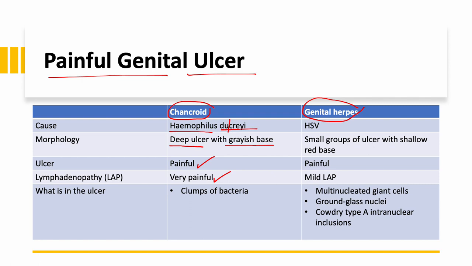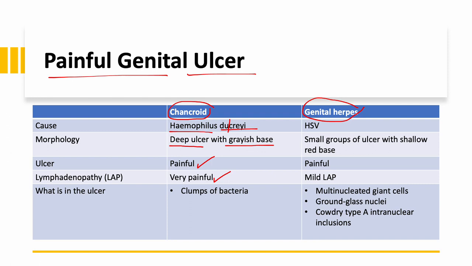Genital herpes is caused by herpes simplex virus, mainly type 2. In some cases, it can be associated with herpes simplex type 1. The morphology of those ulcers is a small group of ulcers with a shallow red base.